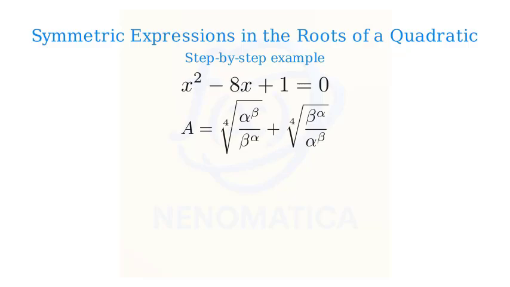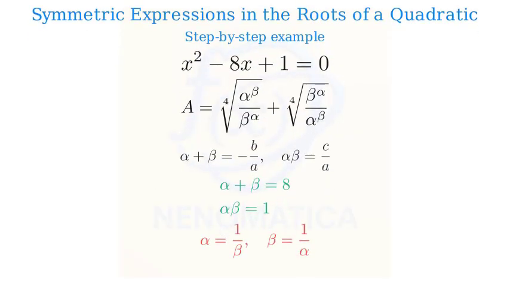We are asked to compute capital A equal to the fourth root of alpha to the beta over beta to the alpha, plus the fourth root of beta to the alpha over alpha to the beta. First, use the sum and product of roots formulas. The sum alpha plus beta equals negative b over a, which is 8. The product alpha beta equals c over a, which is 1. Therefore, alpha equals 1 over beta, and beta equals 1 over alpha.